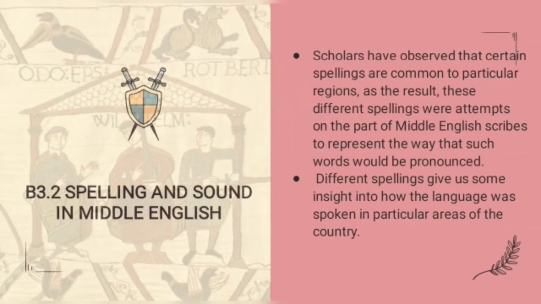Spelling and sound in Middle English. Scholars have observed that certain spellings are common to particular regions. As a result, these different spellings were attempts on the part of Middle English scribes to represent the way that such words would be pronounced. Different spellings give us some insight into how the language was spoken in particular areas of the country.